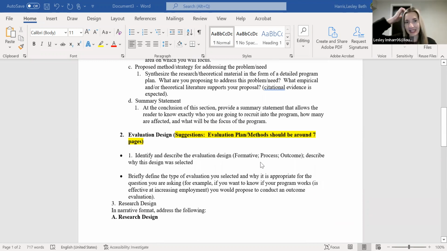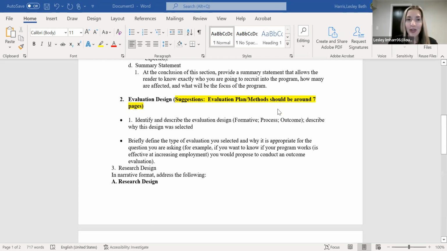And lastly, a summary statement. At the conclusion of section 1, the introduction, you're going to summarize so that I, the reader, know exactly who you are going to recruit from the program, how many are affected, and what will be the focus of the program. So, easy breezy.